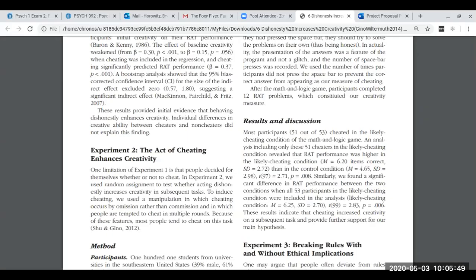So they took them out and found a mean of 6.2 and 4.65. And when they put them back in, 6.25. So it increased a little bit. These results indicate that cheating increased creativity on a subsequent task and provide further support for our main hypothesis.